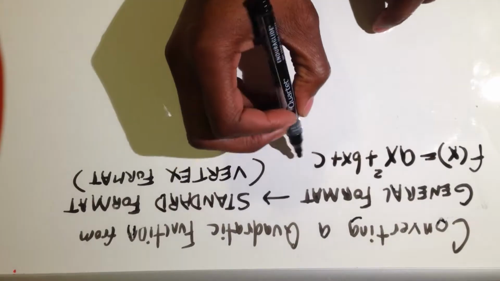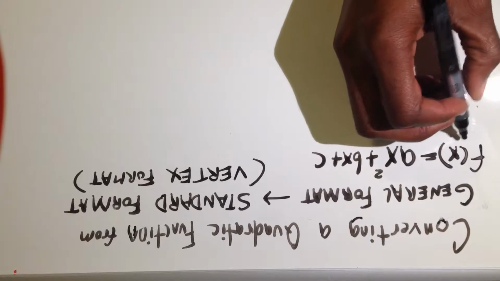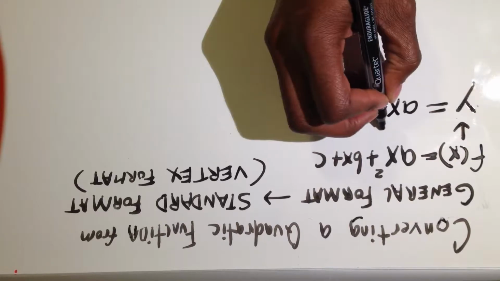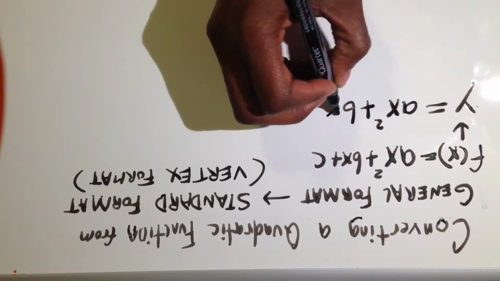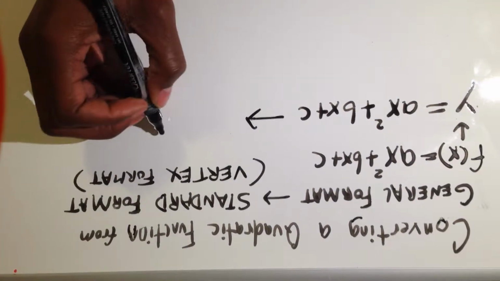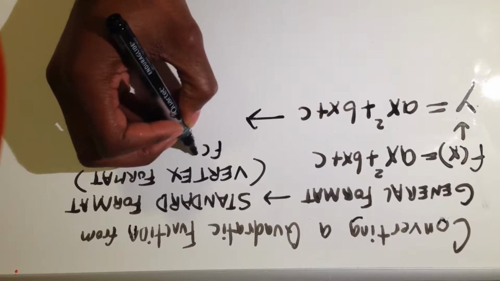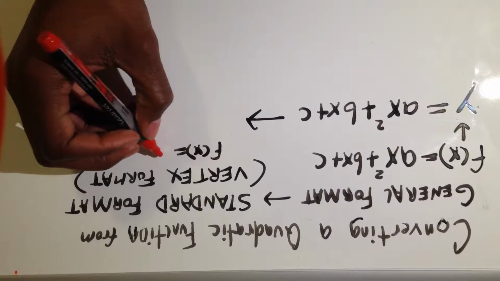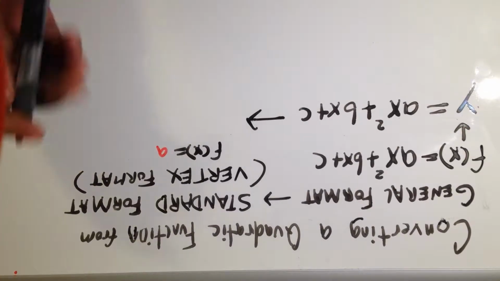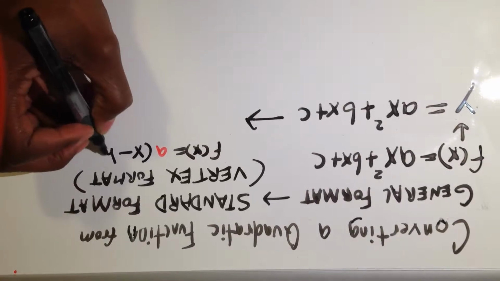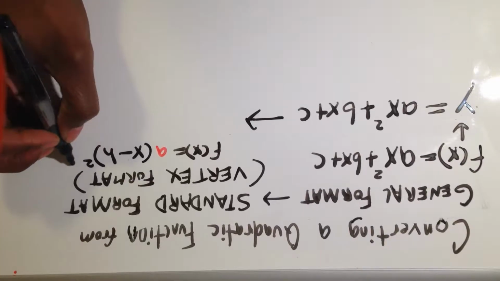And we're going to convert this. Before I do that, normally I like to write f of x as y, because f of x is y. So y equals ax squared plus bx plus c, and we're going to convert that to the standard format, which is f of x equals a times x minus h squared plus k.